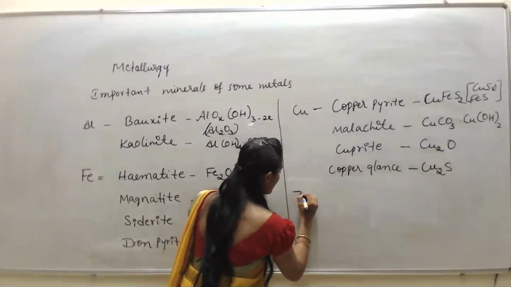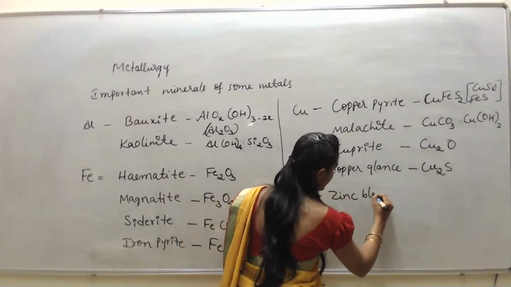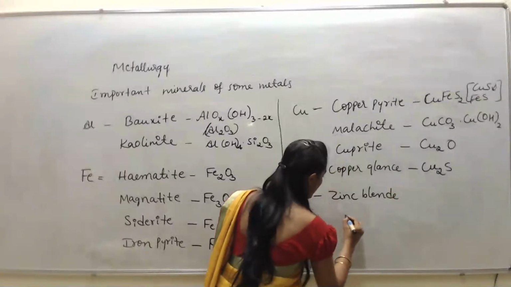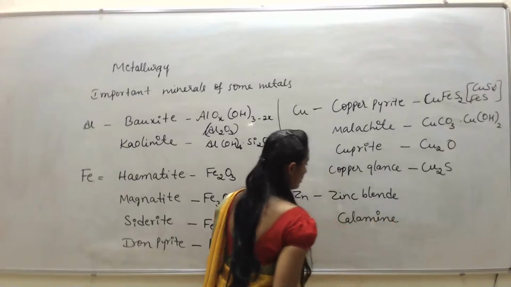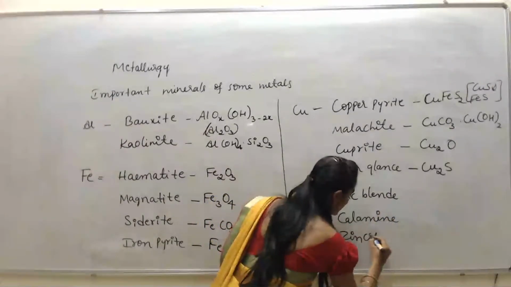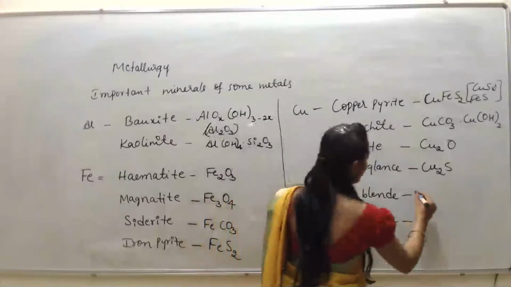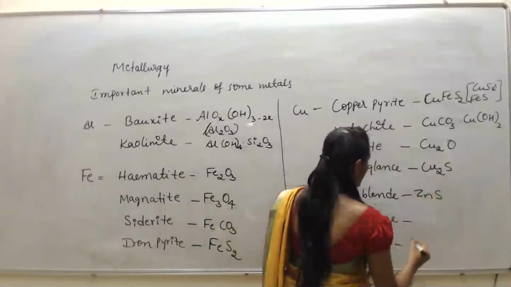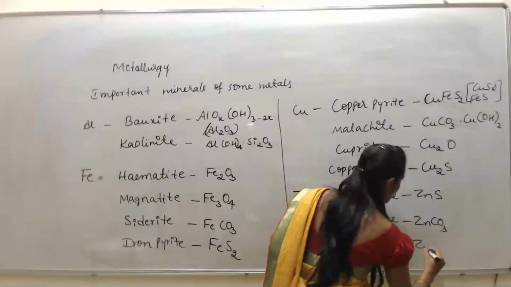Next, zinc. That is zinc blende, calamine, next, zincite. Okay, zinc blende means ZnS, calamine means ZnCO3, zincite means ZnO.